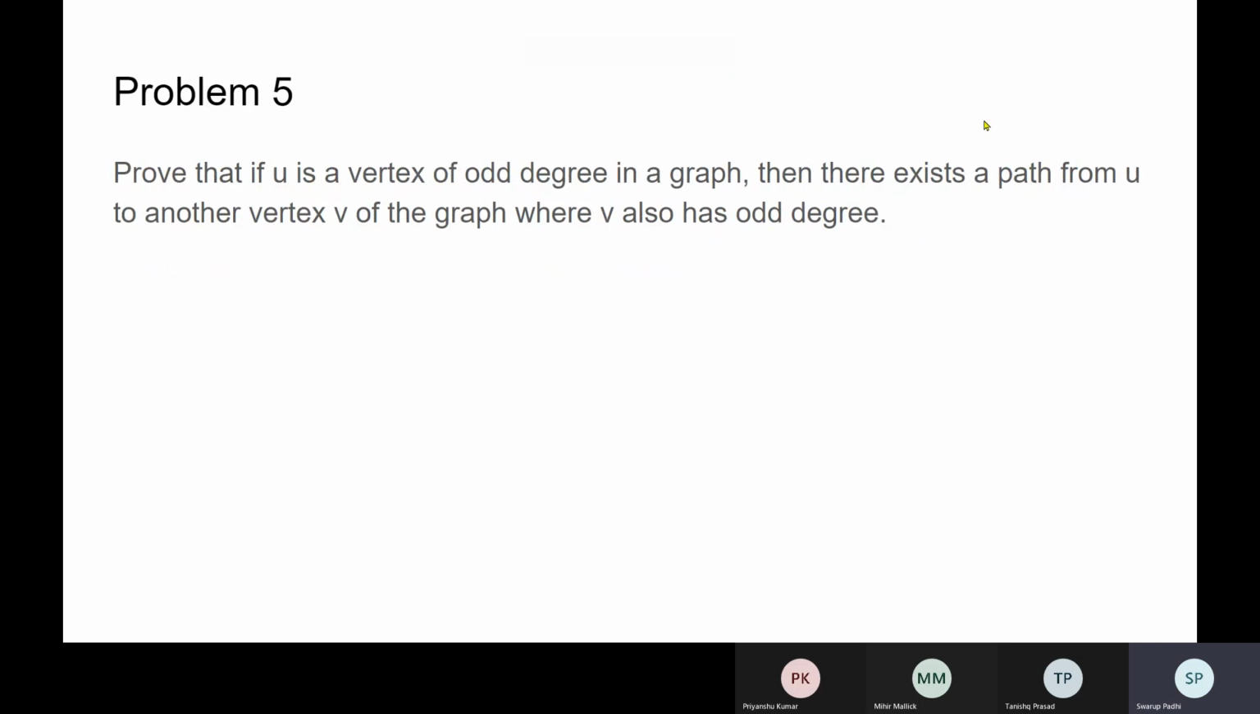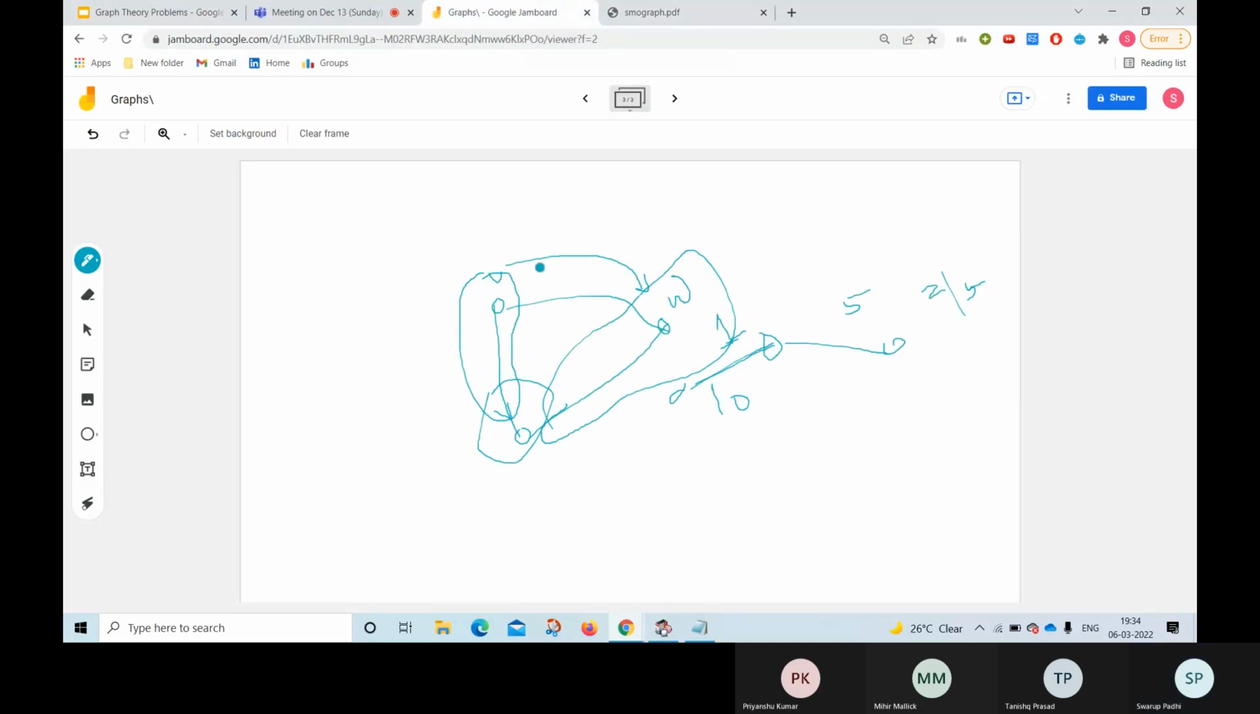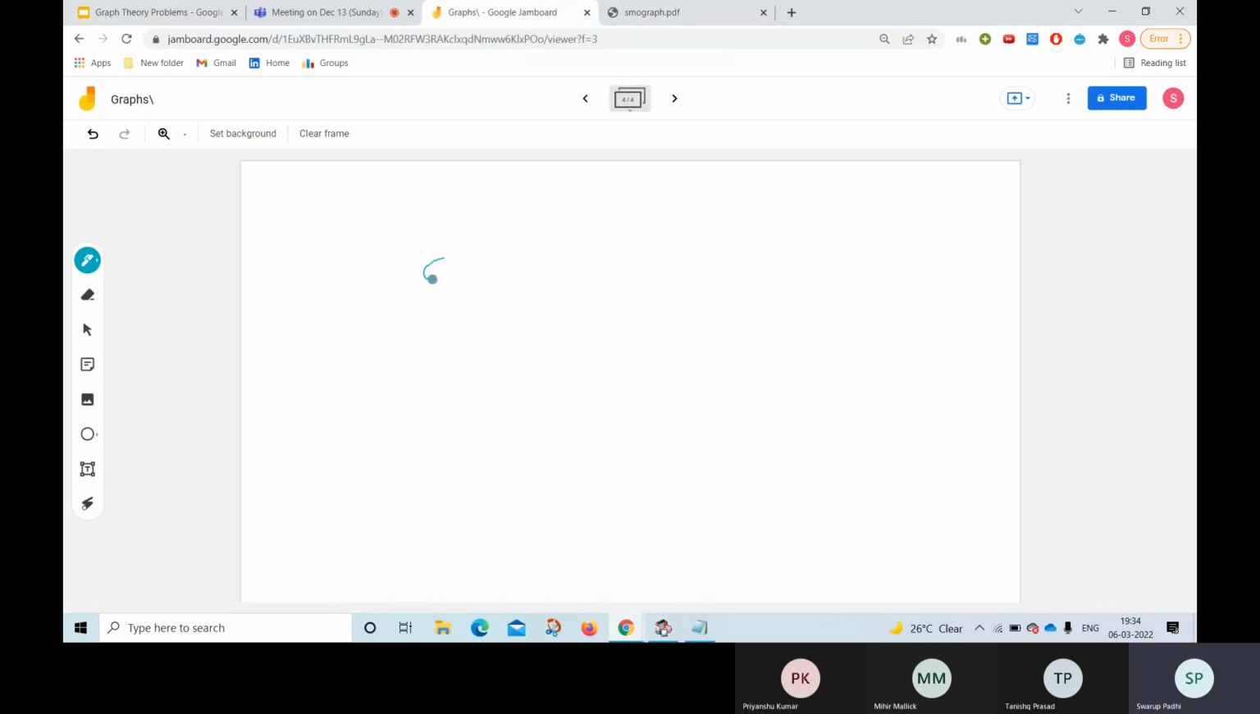Prove that if u is a vertex of odd degree in a graph, then there exists a path from u to v where v also has odd degree. So basically, suppose u is a vertex, v is a vertex. We are not sure whether v exists or not. We have to prove v exists. We know that u exists, and u is a vertex of odd degree.